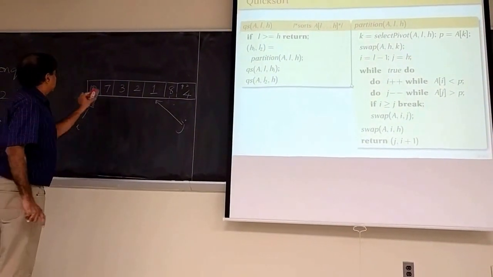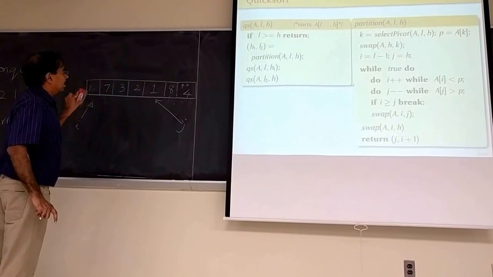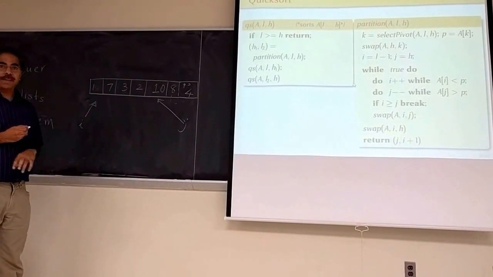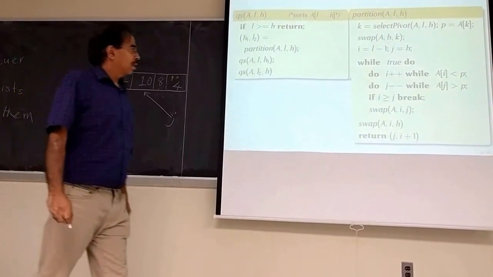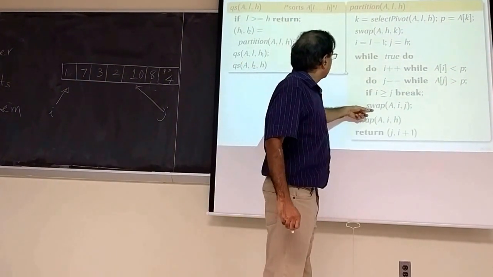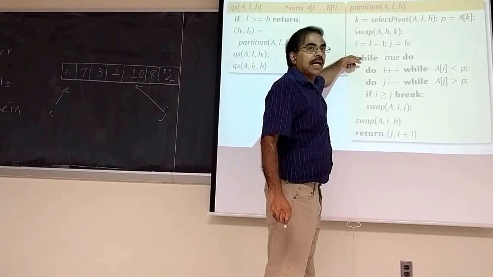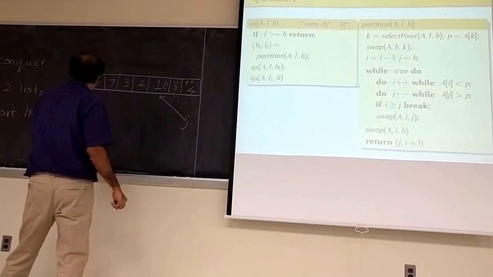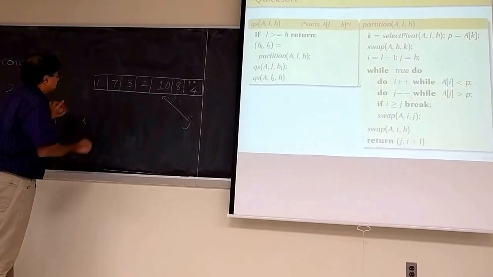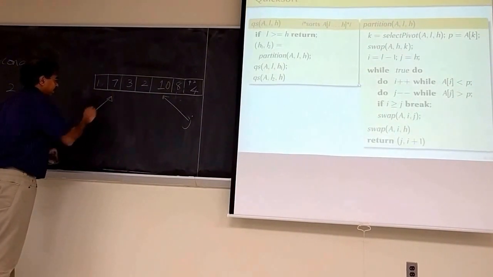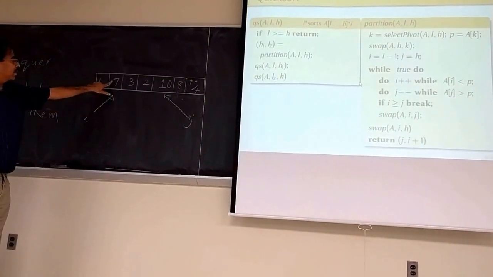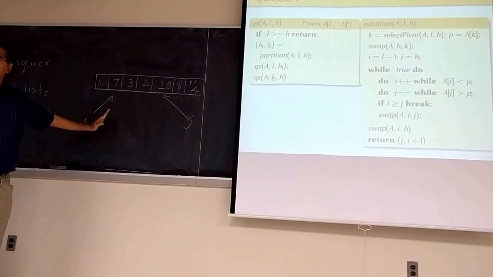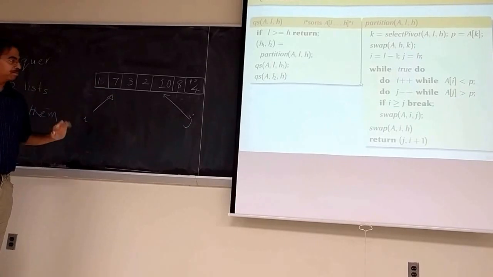So 10 will become 1, and 1 will become 10. And then we go back to that loop. So now you're going to again increment I. And once again you have an element in this left partition that's greater than the pivot, so you're going to stop the scan.